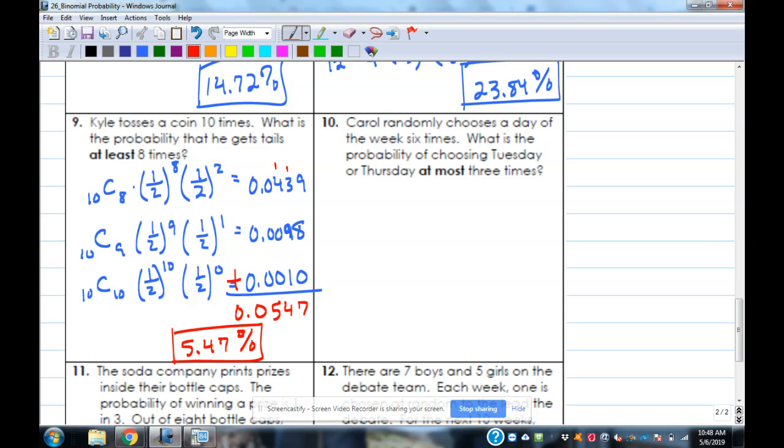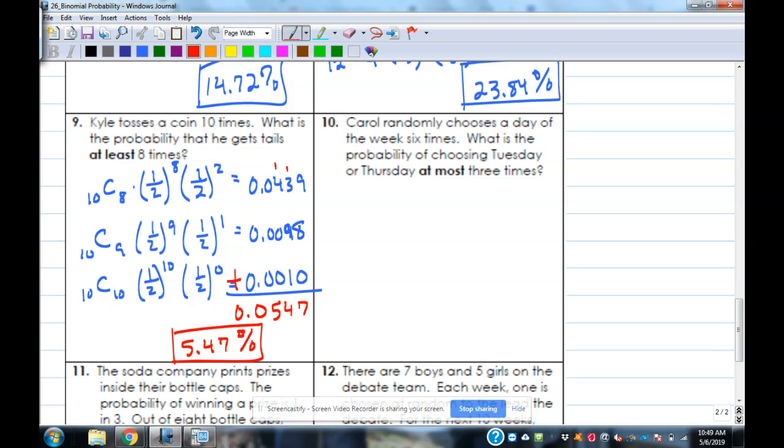Number 10 is an at most problem. So at most means what? That number or less than that, right? So when you do, it's the same idea. We're looking to choose the day of the week 6 times, probability of choosing Tuesday or Thursday at most 3 times.